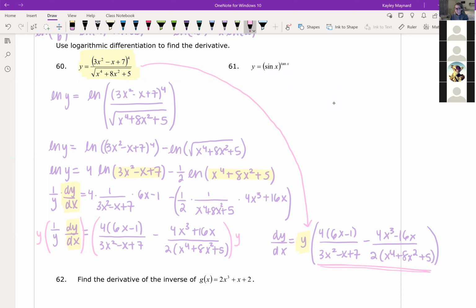All right, any questions on number 60? I'll give you guys just a second to copy that down, take a screenshot, whatever you want to do.